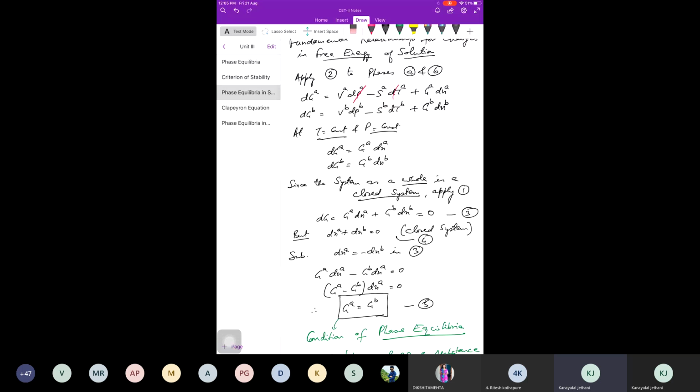So now we can substitute dNA equal to minus dNB in equation 3, and what we'll get is GA dNA minus GB dNA is equal to 0. And if you take dNA common, what you get is (GA minus GB) in brackets times dNA is equal to 0. Or you can say GA equal to GB. Any questions on equation 5?